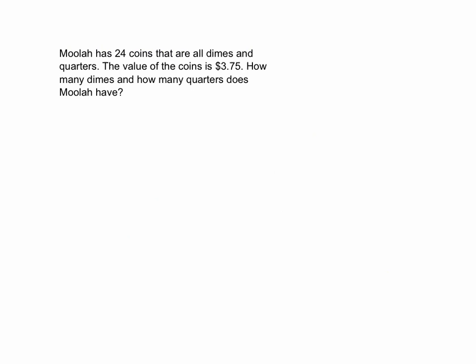Okay, here we have Moolah. Moolah has 24 coins that are all dimes and quarters. The value of the coins is $3.75. How many dimes and how many quarters does Moolah have? Remember, we need 2 variables and 2 equations. What are the 2 things we don't know? Well, we don't know how many dimes Moolah has, so we're going to let D be dimes. We don't know how many quarters he has, so let's let Q be quarters. Okay, so there's our 2 variables.